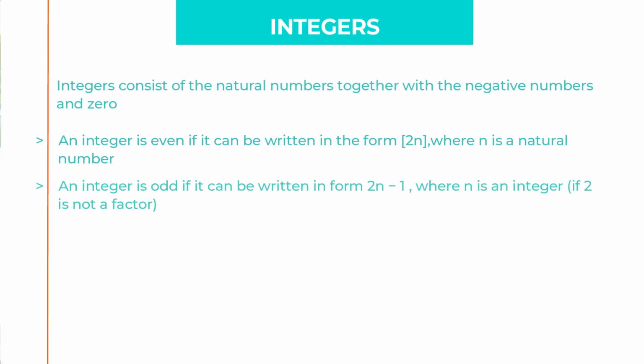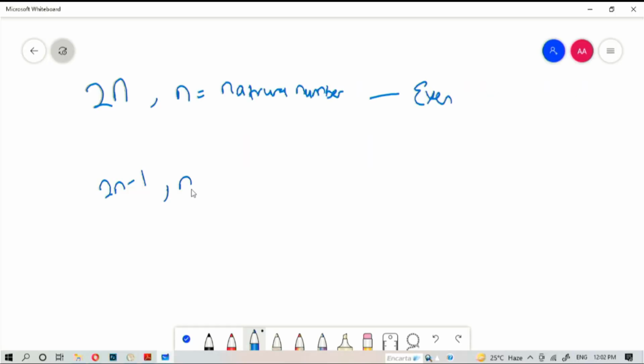And then an integer is odd if it can be written in the form 2n minus 1, where n is also a natural number. This right here is odd. So when I take any natural number, I insert it where I have n, and then if I subtract 1 from 2n, the answer I have is called an odd number.